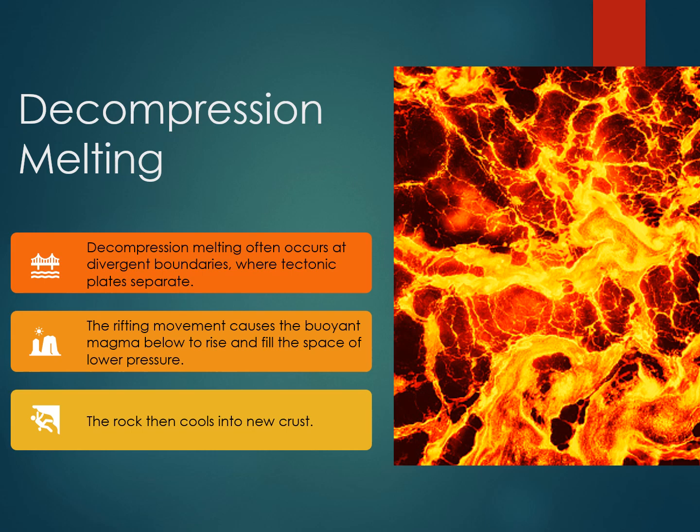Decompression melting often occurs at divergent boundaries where tectonic plates separate. The rifting movement causes the buoyant magma below to rise and fill the space of lower pressure. The rock then cools down into new crust.